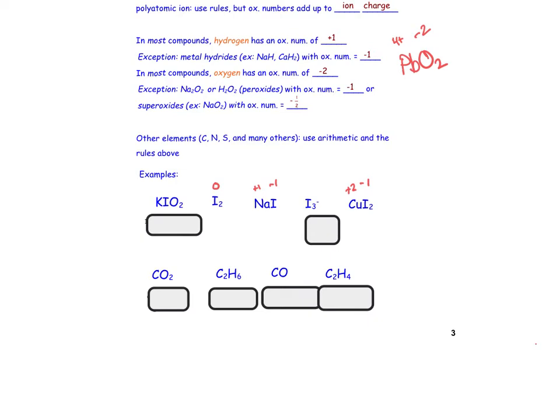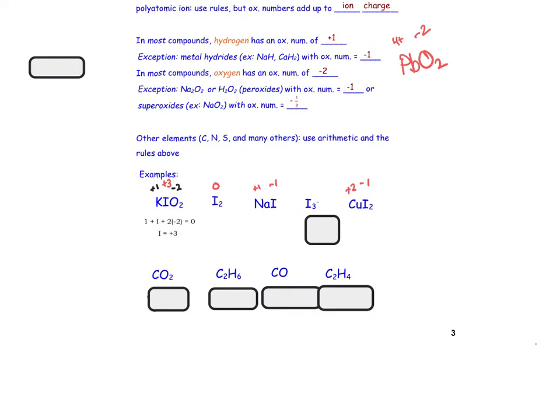So for potassium iodite, we have potassium is a +1, and we know oxide is a -2. So I can actually use a little bit of algebra to calculate the oxidation number of the iodine. I have a +1 and the iodine, and 2 negative 2's, and because it's a neutral substance, it has to total up to be 0. So +1 plus iodine minus 4, iodine has to be a +3 oxidation number.